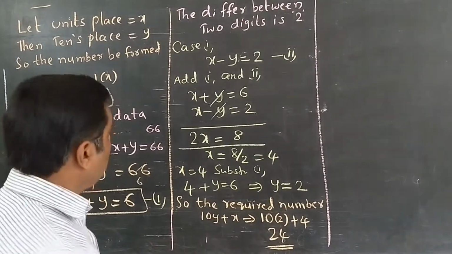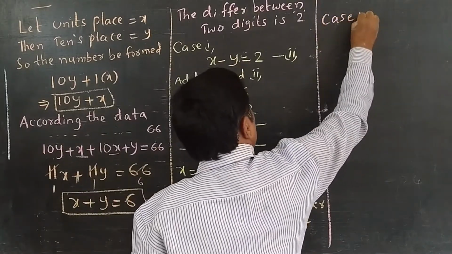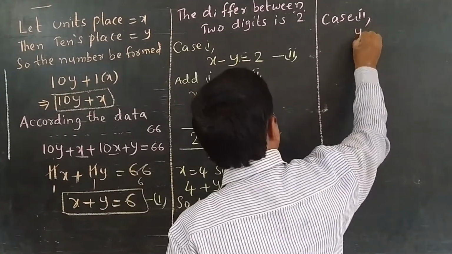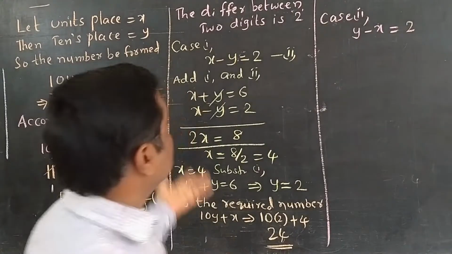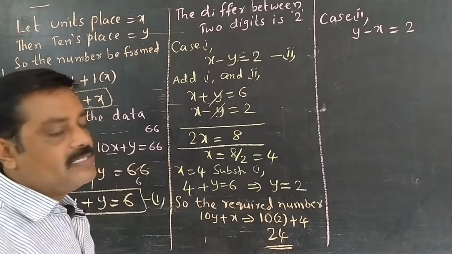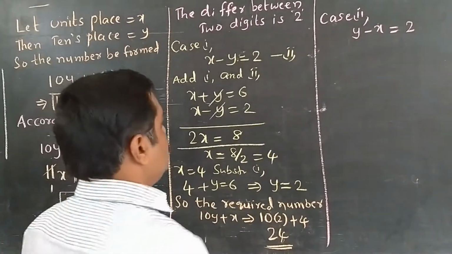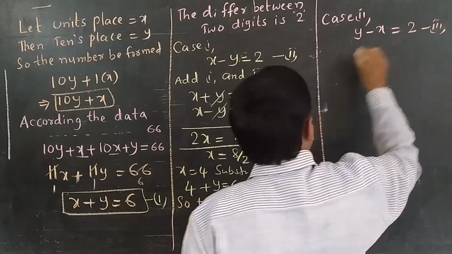Okay, we have case 2 also. In case 2, instead of x minus y, we take y minus x is equal to 2. Why should we not take only one? Because he did not give any information. Simply he said the difference between two digits, either x minus y is equal to 2 or y minus x is equal to 2. And again, this is treated as the third equation.